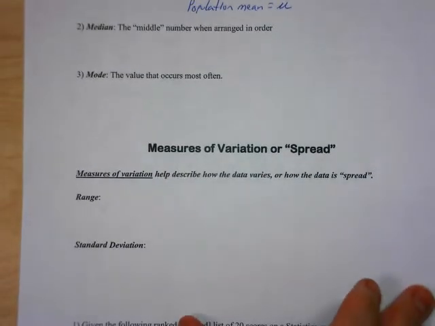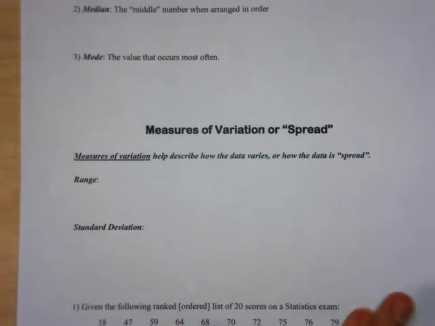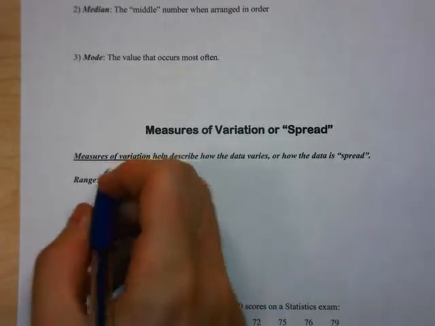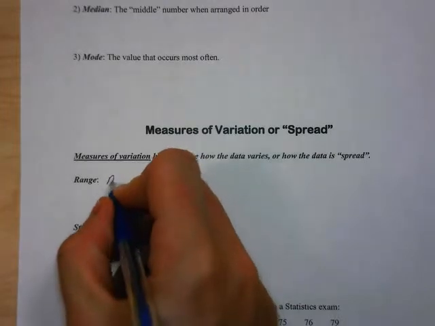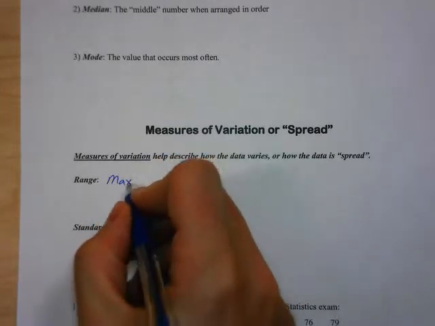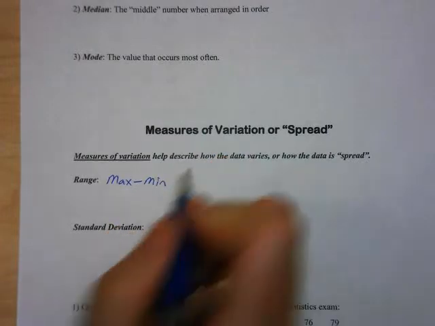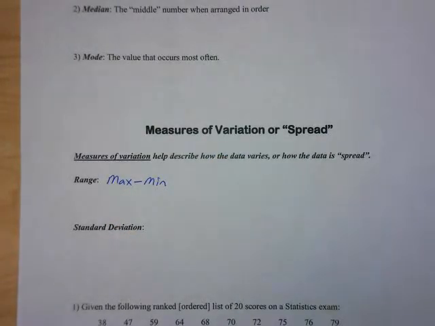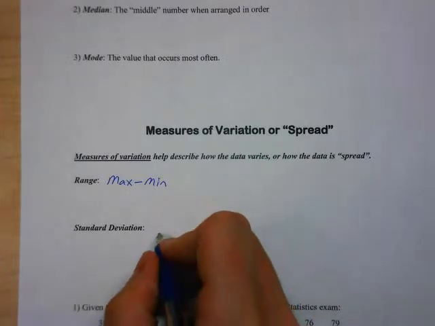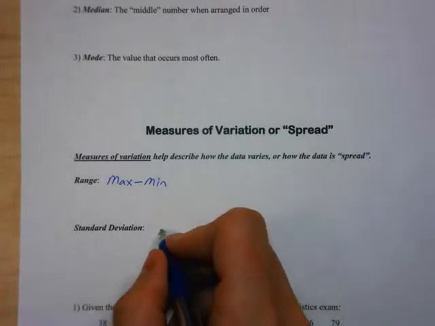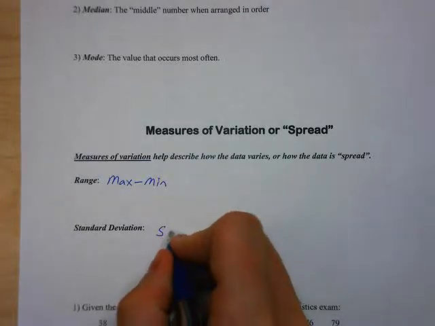Measures of variation or spread help describe how the data varies or how the data is spread out. The first measure of variation is the range, and all that is the maximum data value minus the minimum. Standard deviation, just like for the mean, has two different versions, one for the sample and one for the population.